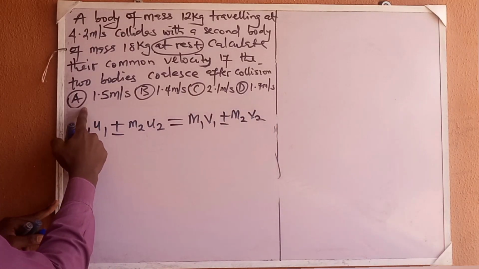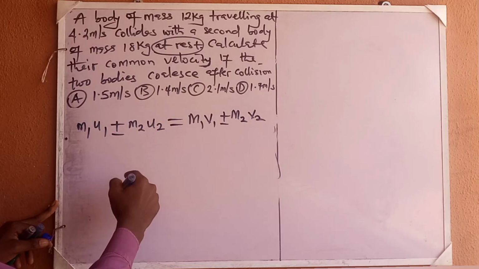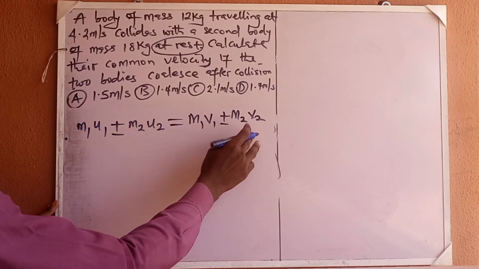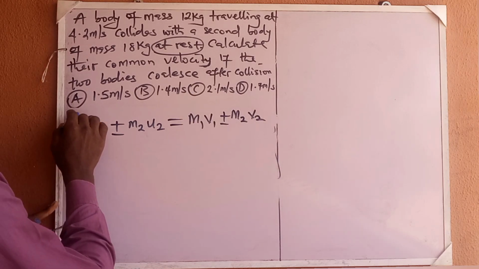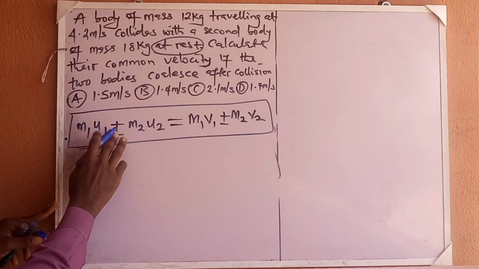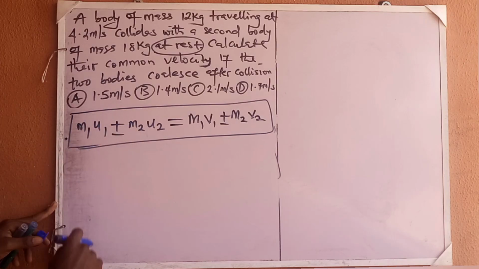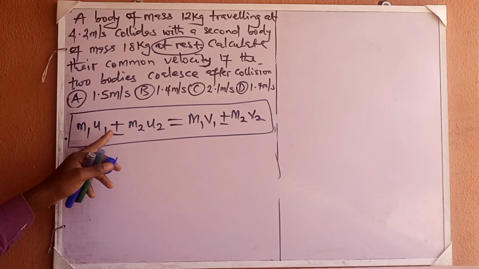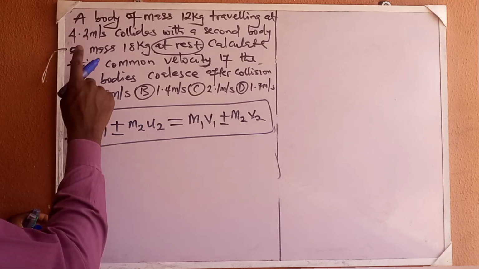So m1u1 stands for the momentum of the first body before collision, m2u2 the momentum of the second body before collision, and here is the momentum of the first body after collision, and the momentum of the second body after the collision. So when you sum them, they should be equal when two bodies collide in an isolated system. This is the formula we're going to be using to solve problems. Because momentum is a vector quantity, their directions will determine which sign we are going to use. Basically, when they are in opposite directions, use minus. When they are going in the same direction, use plus. So let's go straight and solve this question.